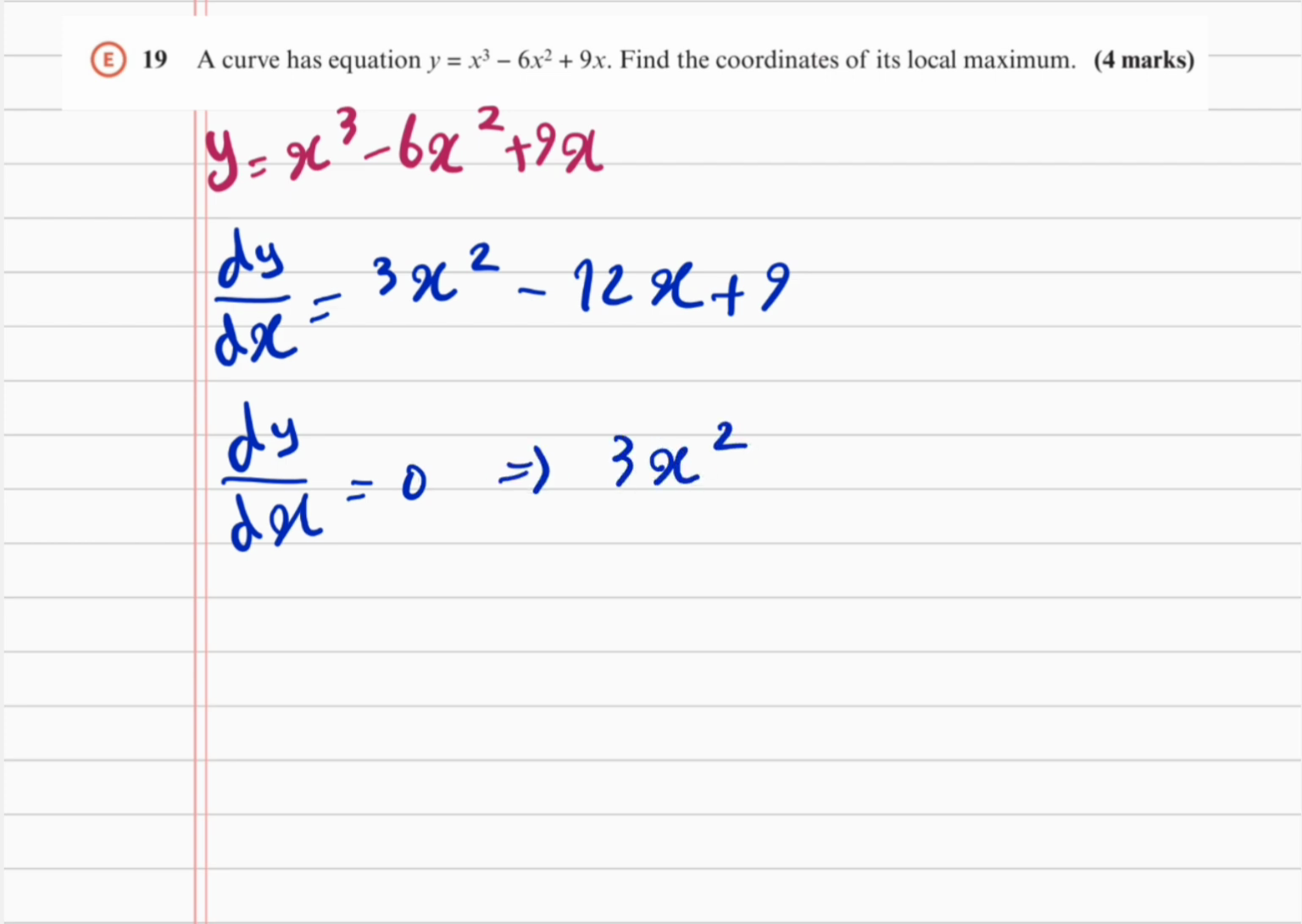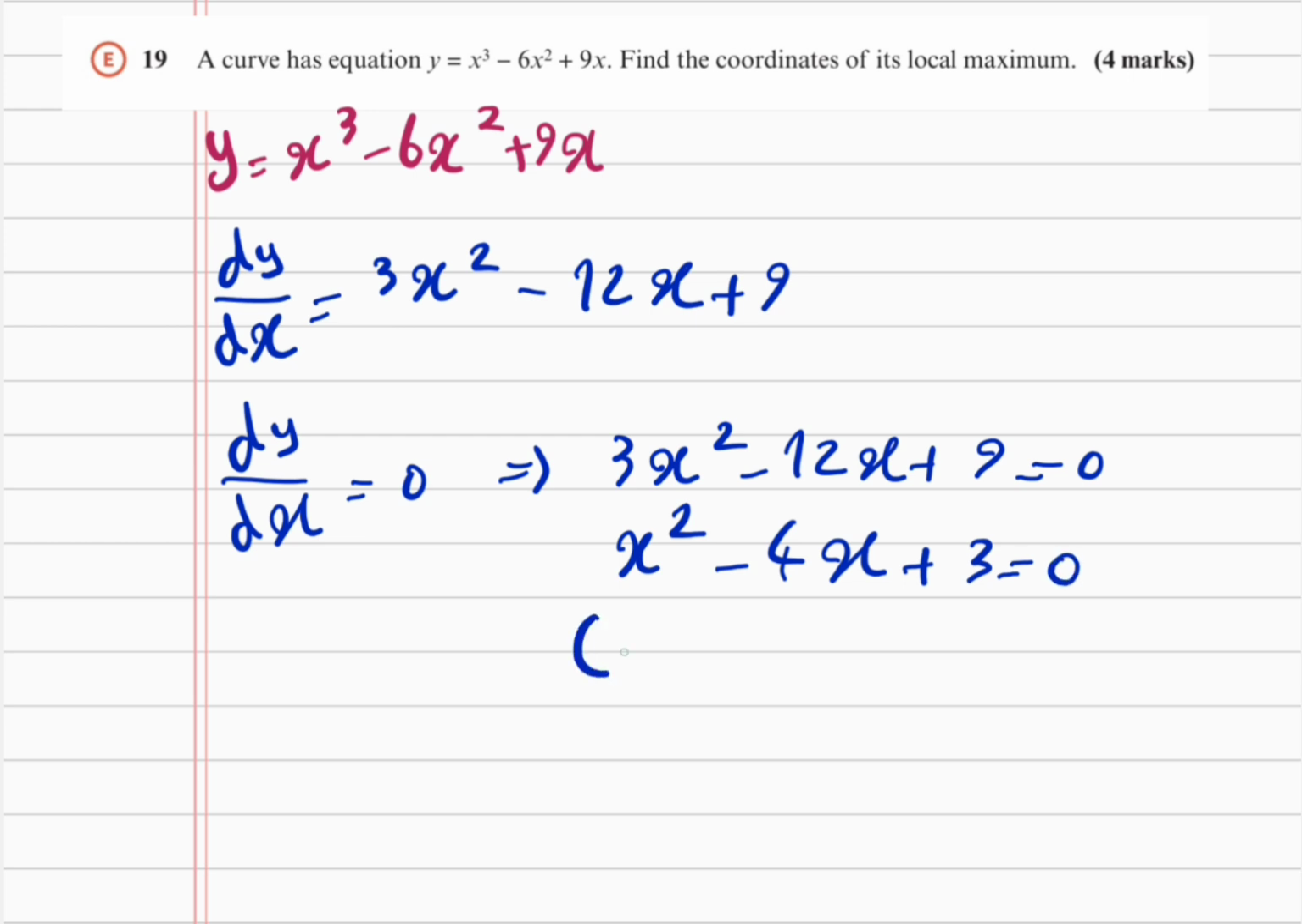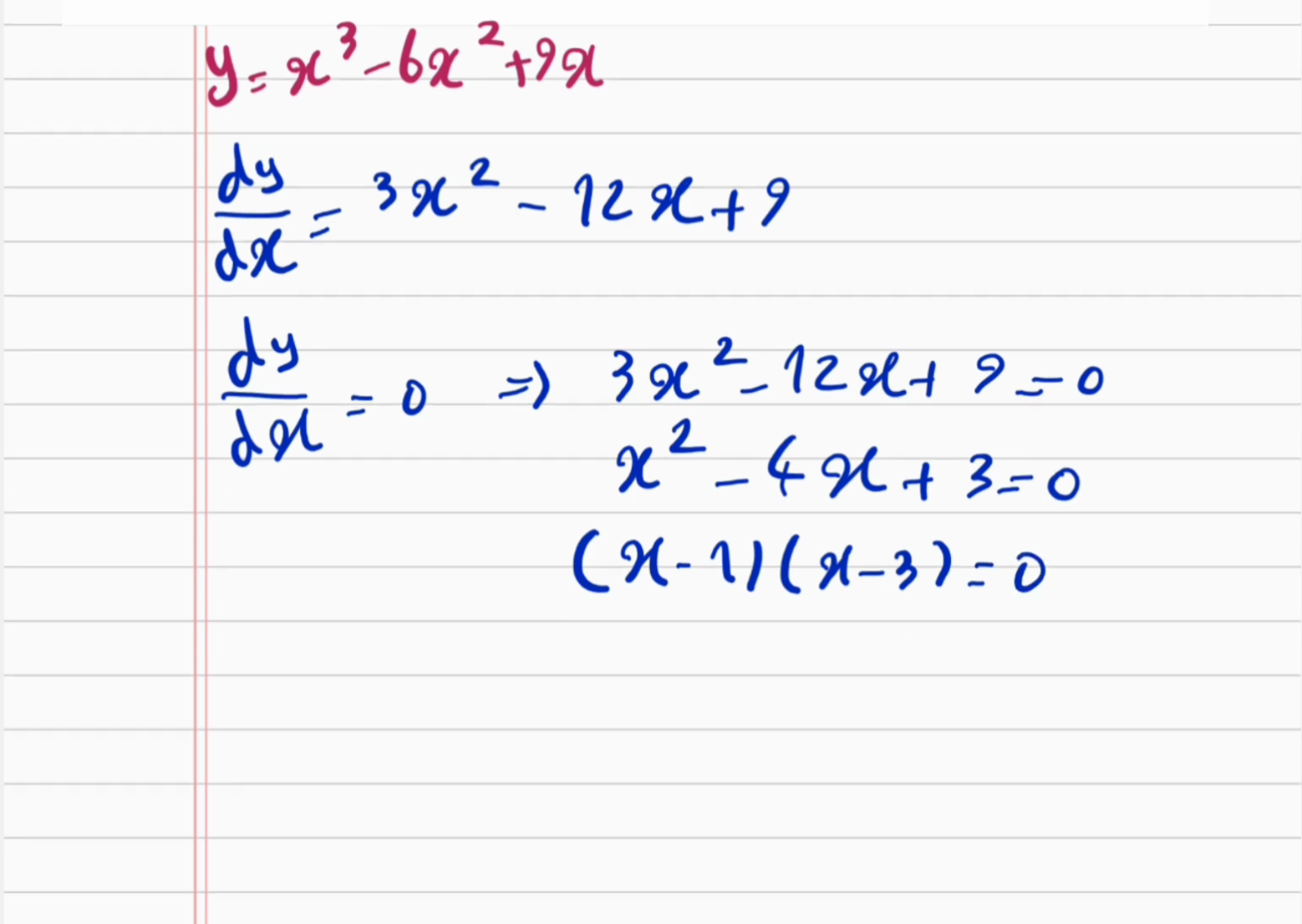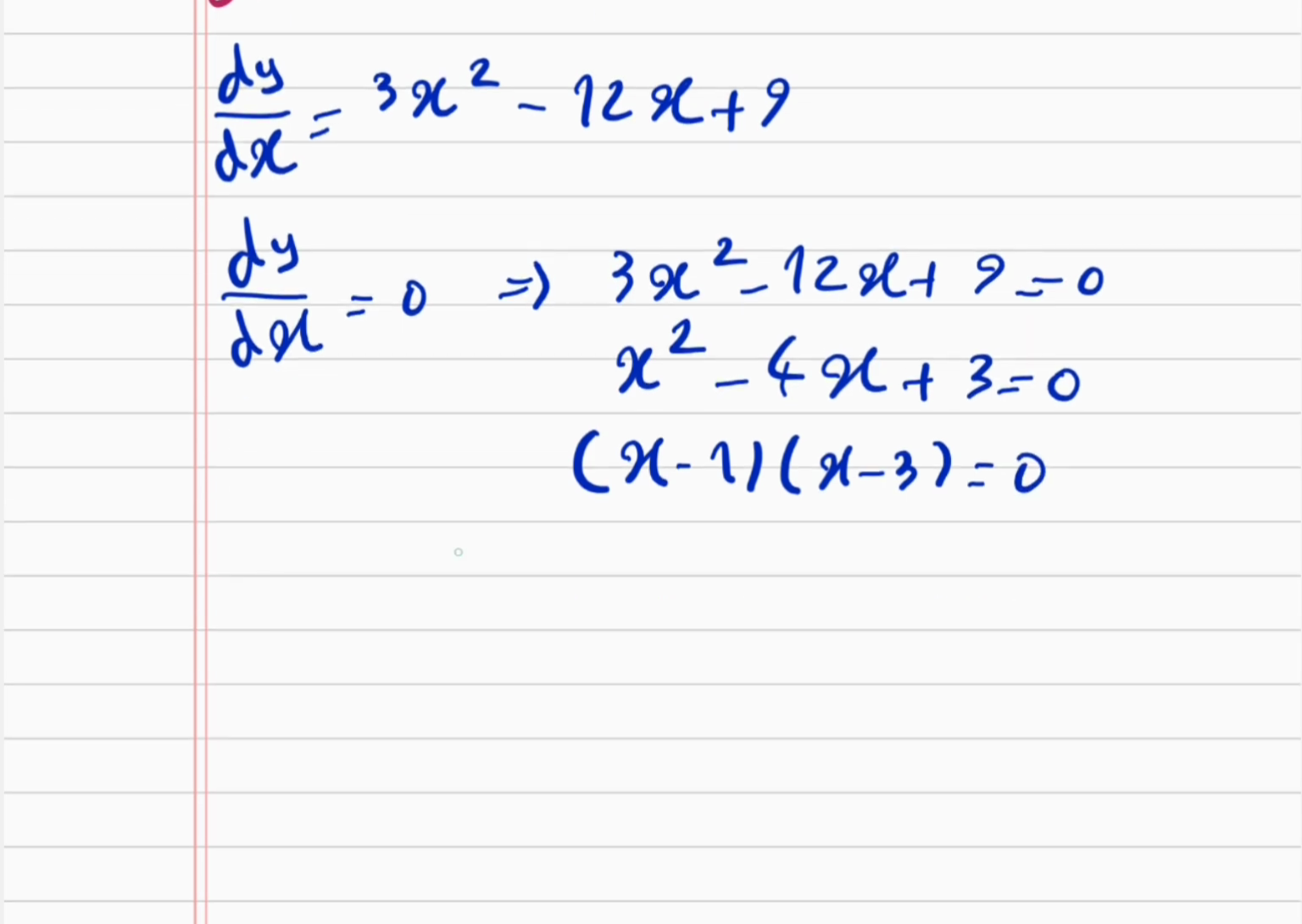So we have 3x squared minus 12x plus 9 is equal to 0. We can divide the equation by 3. So we get x squared minus 4x plus 3 is equal to 0. And this can be factorized to x minus 1 times x minus 3 is equal to 0. So the solutions are either x is equal to 1 or x is equal to 3.